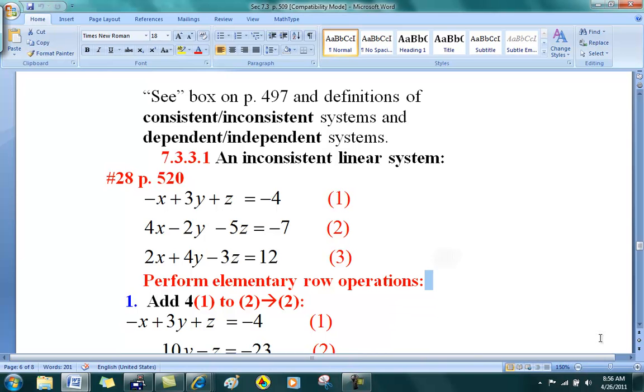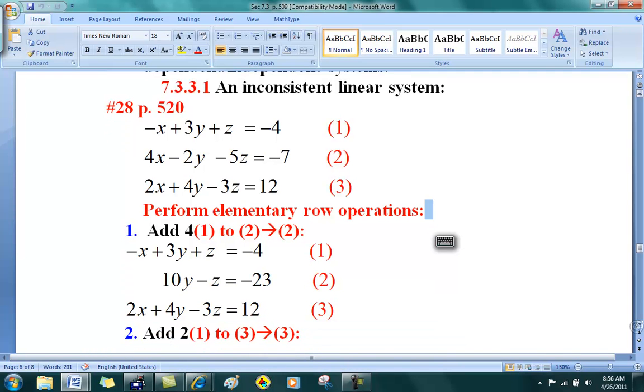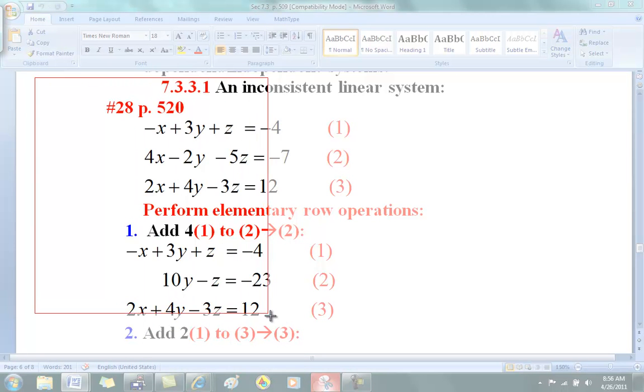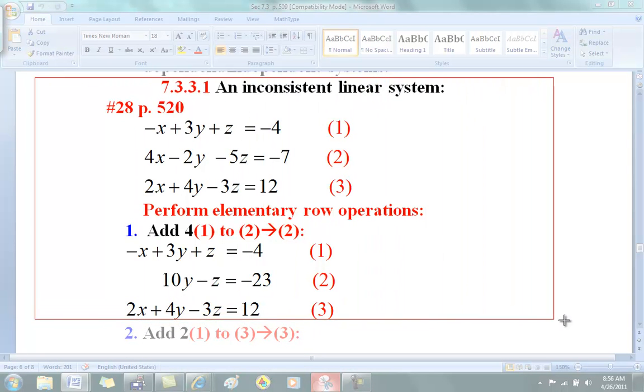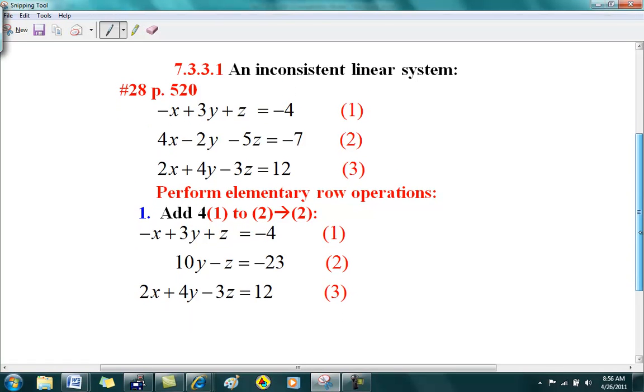All right. So what I want to do is use algebraic processes to see if the system is consistent, and if it's consistent, is it dependent or independent. Okay. And I'm going to use elementary row operations. So let me go snip this guy. So I'm starting out with these linear equations. I want to try and put it in triangular form.